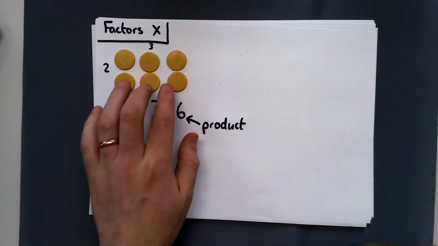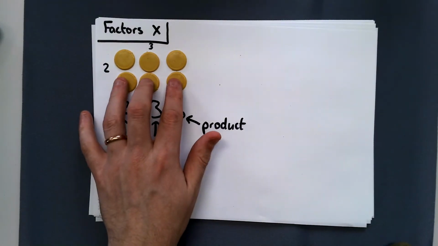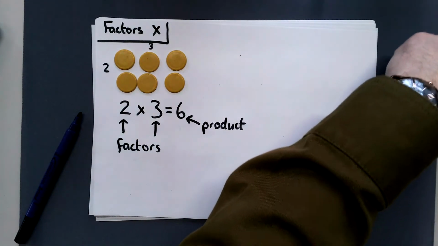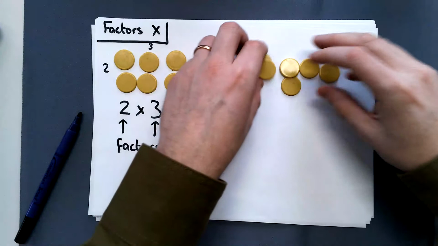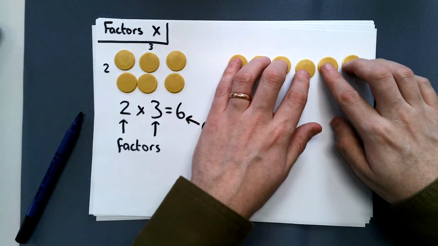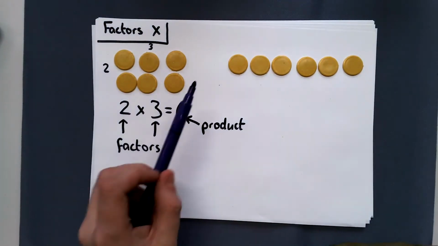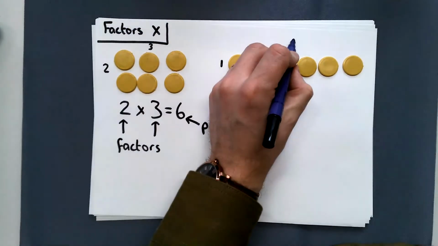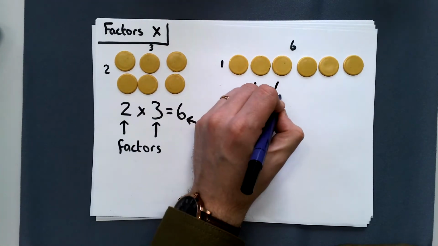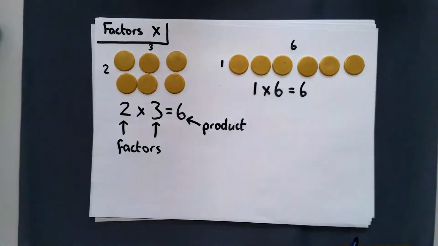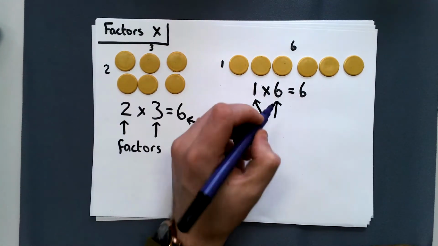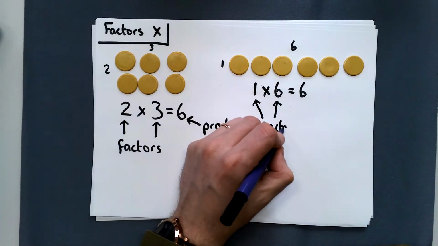Okay. Now I could move these counters. Actually, I'm going to get 6 new counters. Right, but this time I'm going to place these counters in one straight line like this. Okay, got the same number, but this time I've got 1 and I've got 6 here. So I've got 1 times 6 equals 6. So this time I've got 1 and 6 are factors of 6.